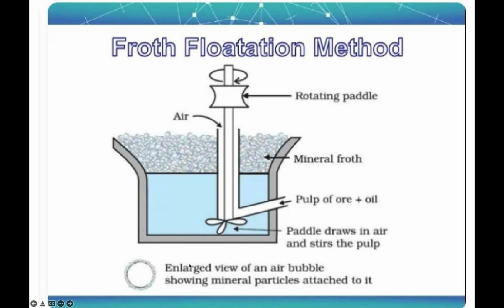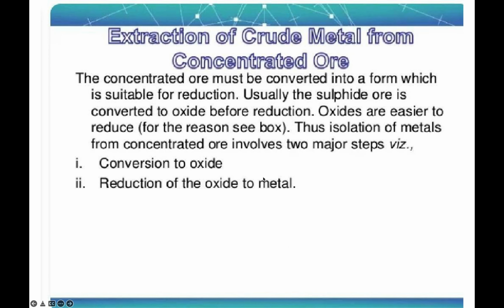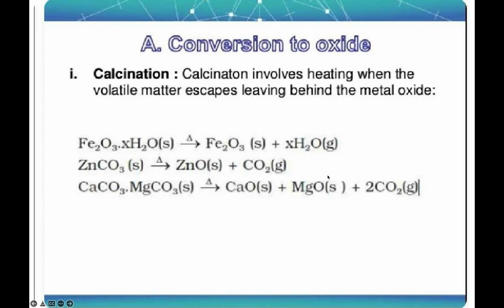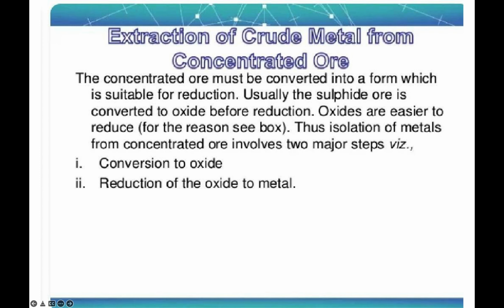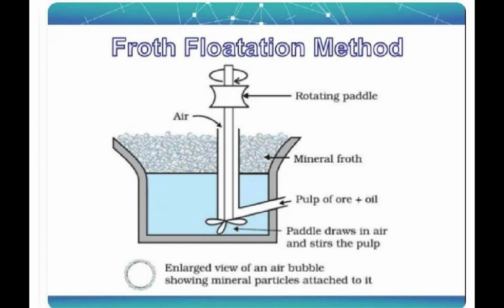You can see the froth flotation process. I have represented this using a diagram. We have got a rotating paddle here. This is the paddle that draws in air and stirs the pulp, and here we add the pulp of the ore and oil through here. Here we get the mineral froth. So it's very easy.